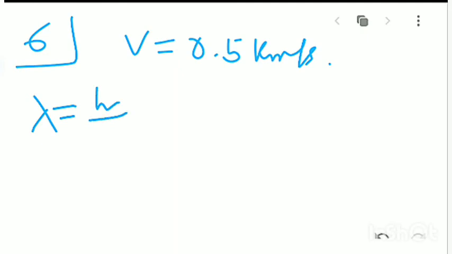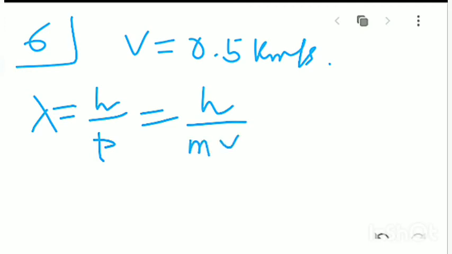Question number 6 is quite easy. It asks to calculate the de Broglie wavelength of an electron whose speed is 0.5 km per second. So the velocity of the electron is 0.5 km per second. We have to calculate the de Broglie wavelength. We all know that lambda equals h by p. If mass is m and velocity is v, then momentum is mv.